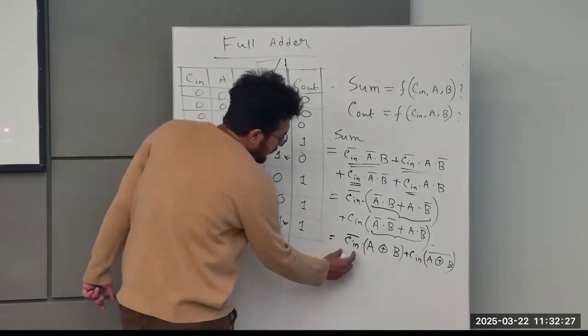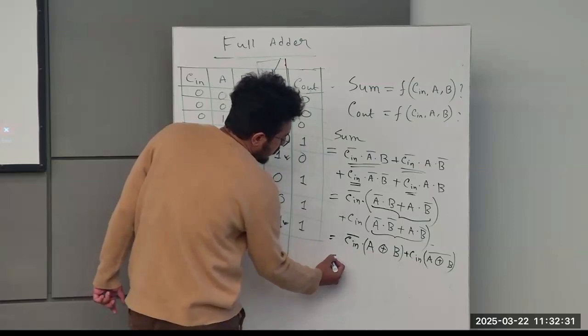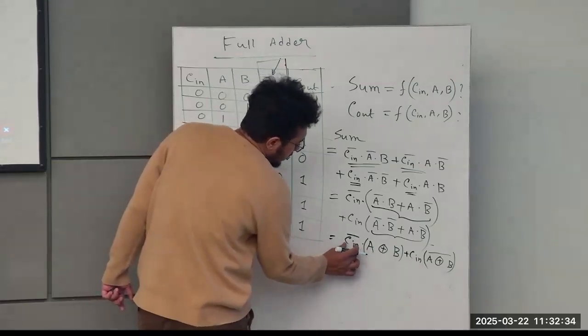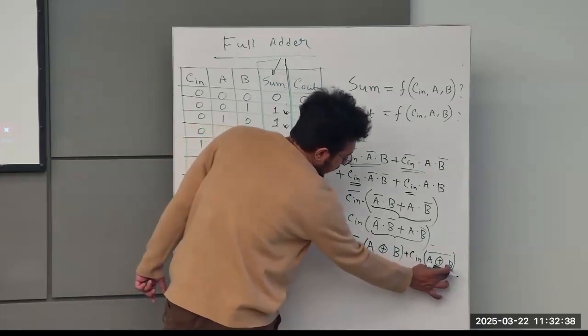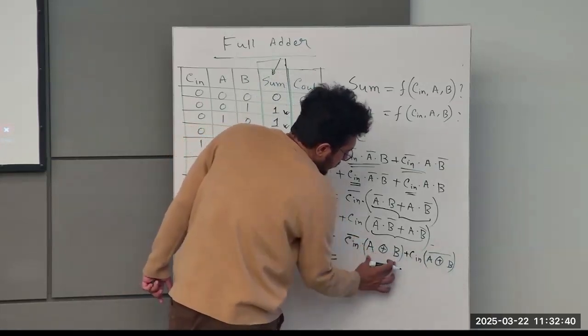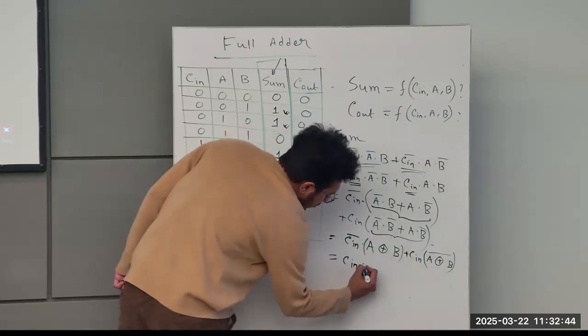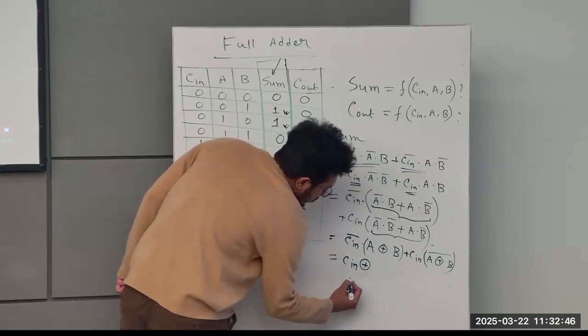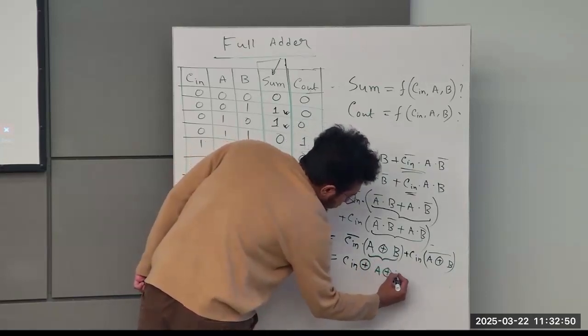So we have a function NOT. If you think about it, this is C in, NOT, this is A XOR B. Now we have C in, this is A XNOR B. That means the inverse of this. So we can write it this way: C in XOR of this whole thing, A XOR B.